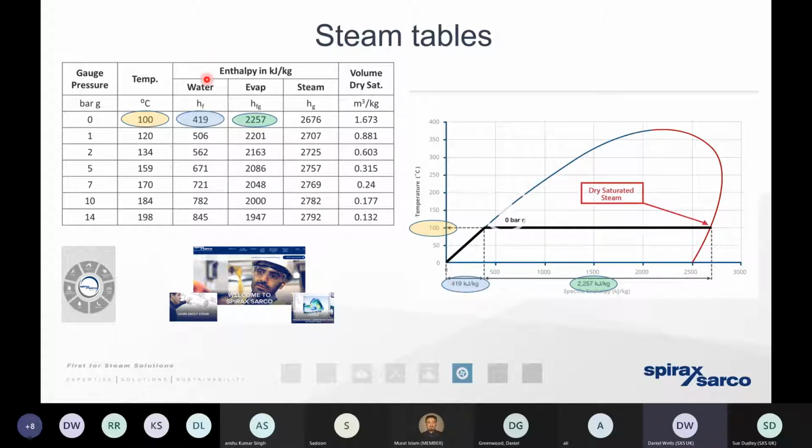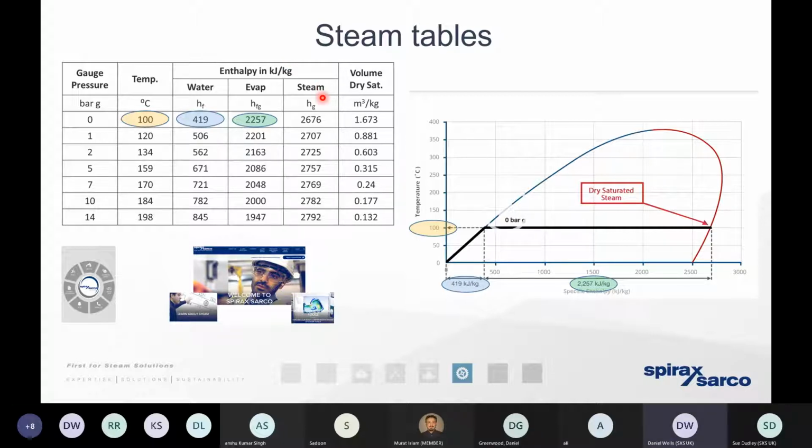So this first column, we can refer to it as the enthalpy of water. We can also refer to it as the sensible heat. The next column, we refer to it as the enthalpy of evaporation. We can also refer to it as the latent heat. The column that's demonstrated here, that's the total heat energy.